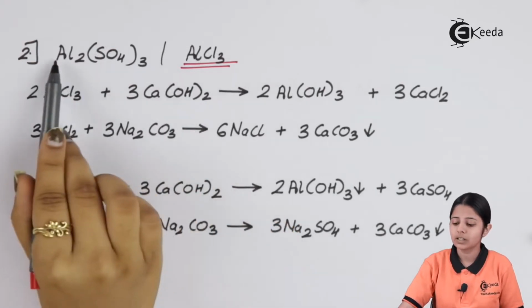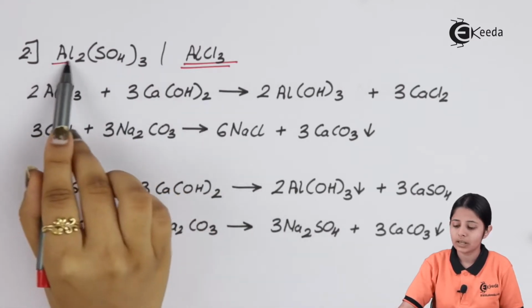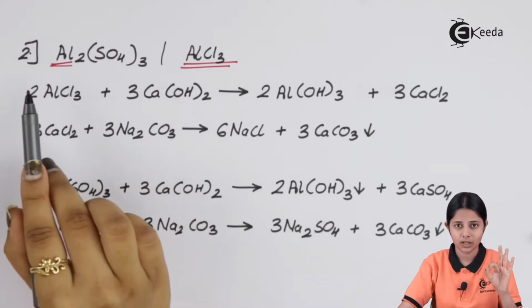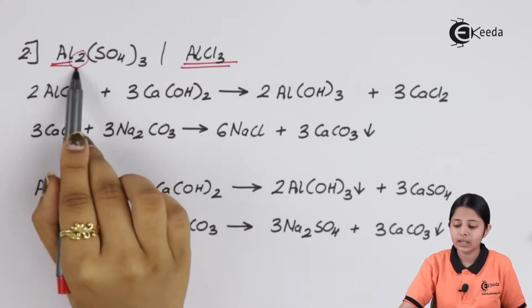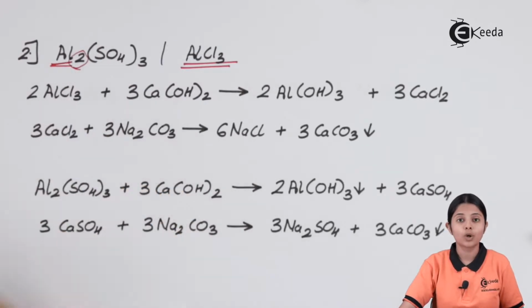The same thing is with Al2(SO4)3. Now, Al over here has a charge of plus 3. I have 2 Als over here. That means the overall charge on Al will be plus 6. One Al having charge plus 3, 2 Als will have a charge of plus 6. Why? Plus 3 plus plus 3 will make plus 6.